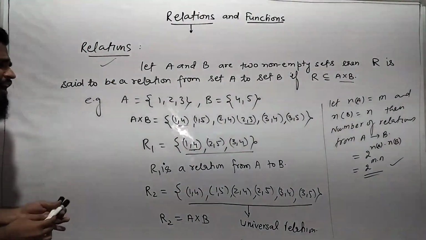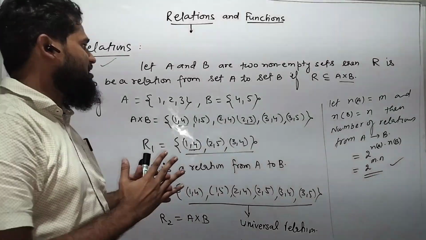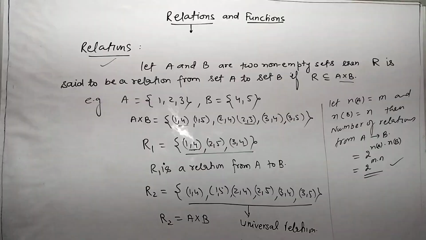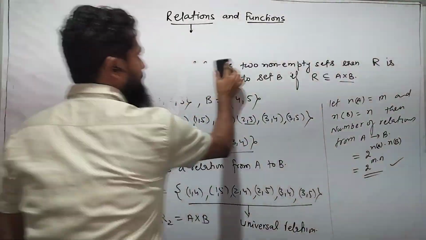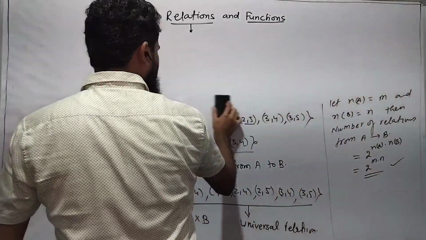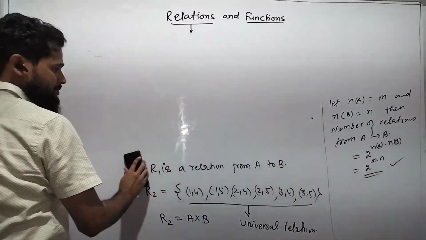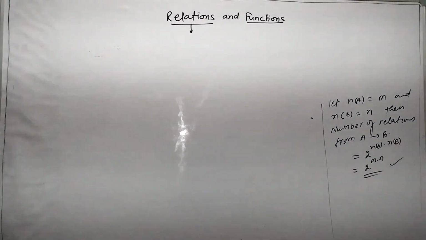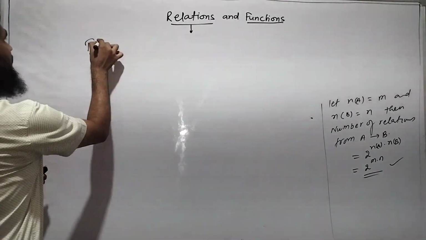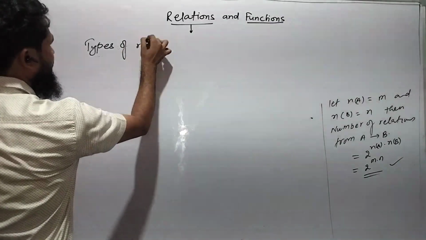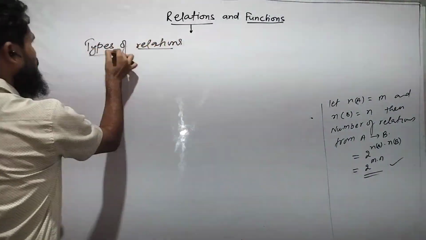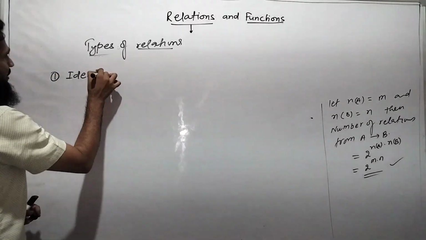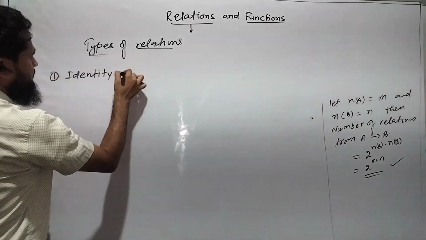Okay. Now after that we have to understand beta what are the types of relations. Now मैं इसको erase करता हूँ बेटा. Types of relations. First, beta, identity relation.